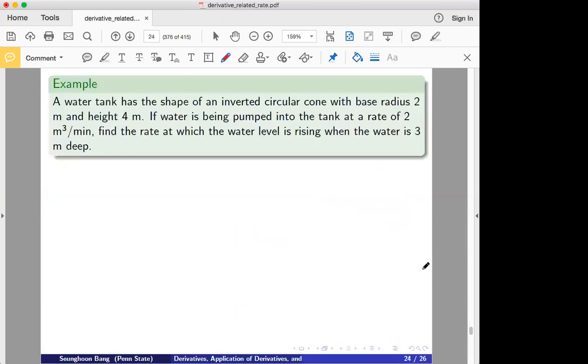The last problem. A water tank has the shape of an inverted circular cone with a base radius of 2 meters and height 4 meters. If water is being pumped into the tank at a rate of 2 cubic meters per minute, find the rate at which the water level is rising when the water is 3 meters deep. Step 1, diagram and notation. So what is an inverted circular cone? You can draw an inverted circular cone.